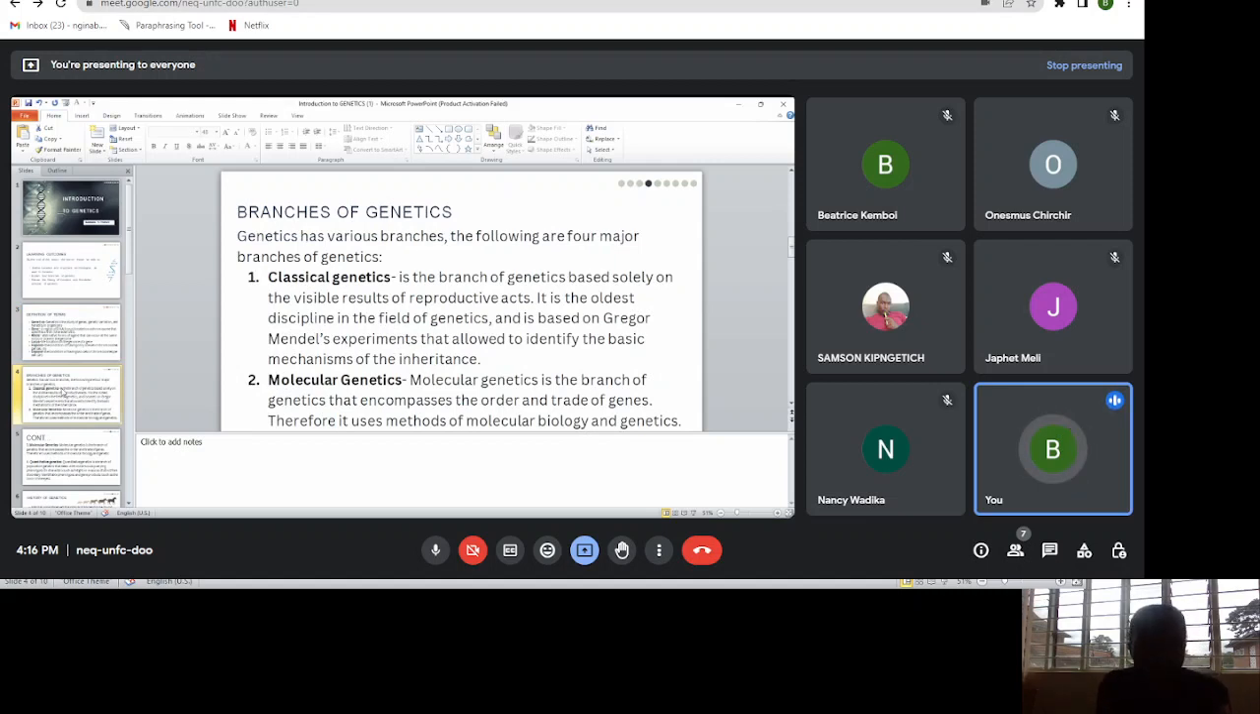The first branch of genetics is known as classical genetics, which is the branch of genetics that is based on visible results of reproductive acts. When we talk about visible results, we simply mean those that can be seen by the eye. For example, body mass and height. Then the other branch of genetics is molecular genetics. You find that this branch encompasses the order and trade of genes and utilizes the methods of molecular biology and genetics.